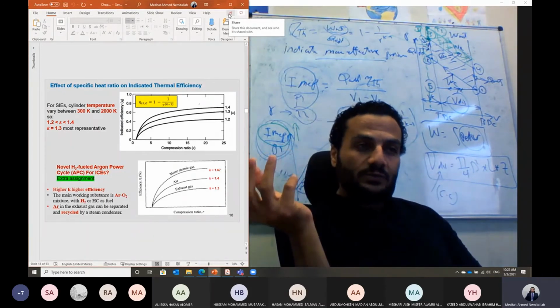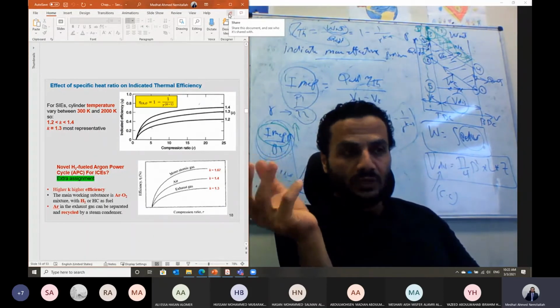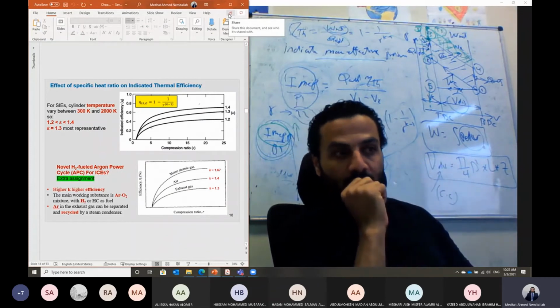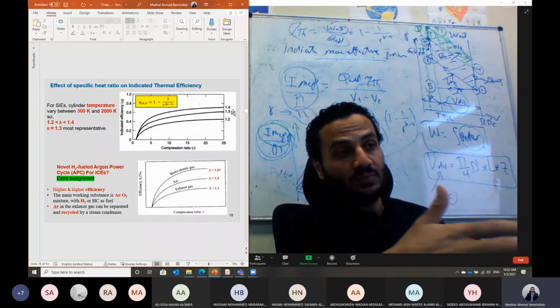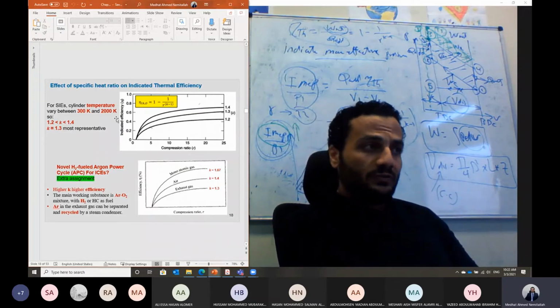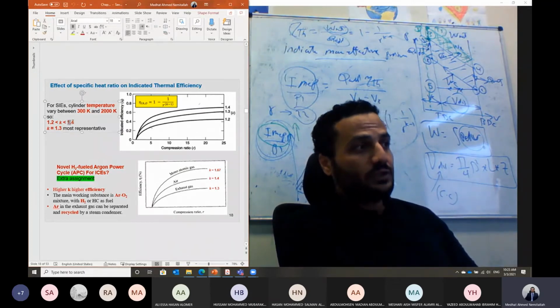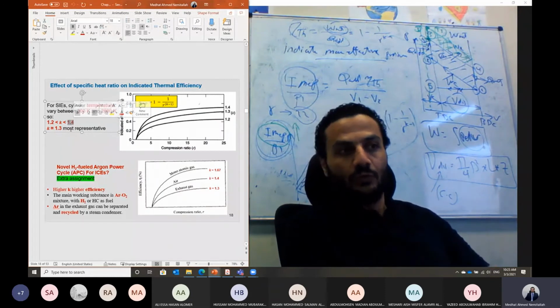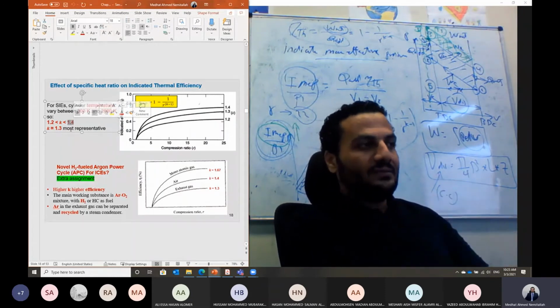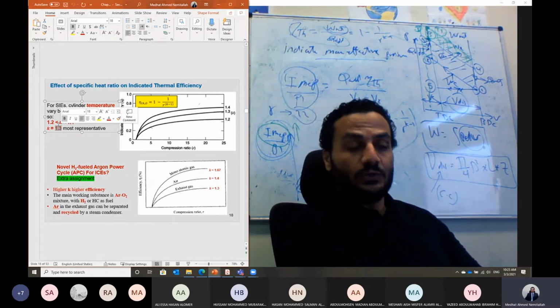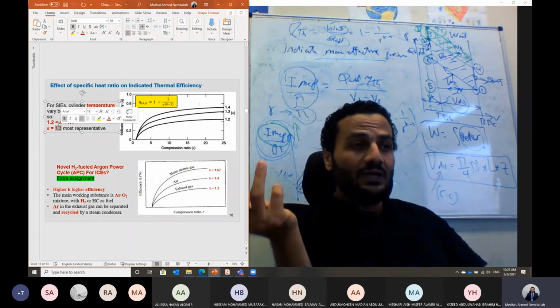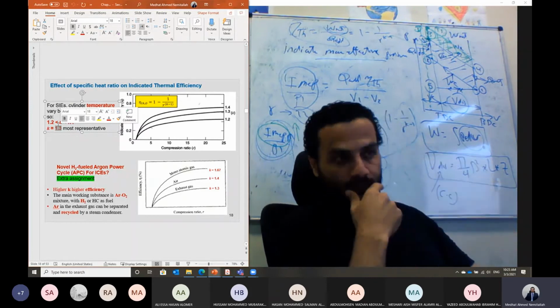That means the properties of the mixture will be almost dominated by the properties of the air. So the specific heat ratio for this mixture of the burned gases will be very close to the value of the specific heat ratio of the air, which is equal to 1.4. Almost it can be a value of 1.3. This is the specific heat ratio if we are using a gasoline engine burning air plus fuel.